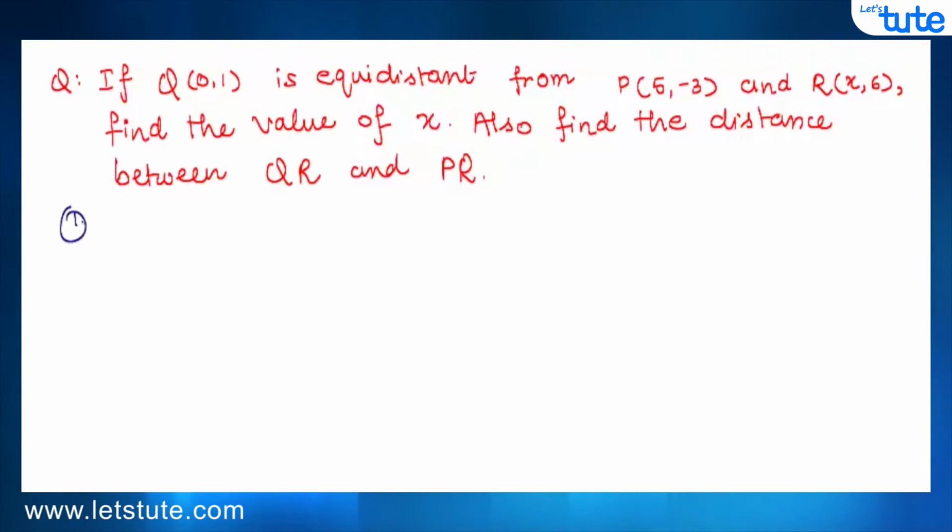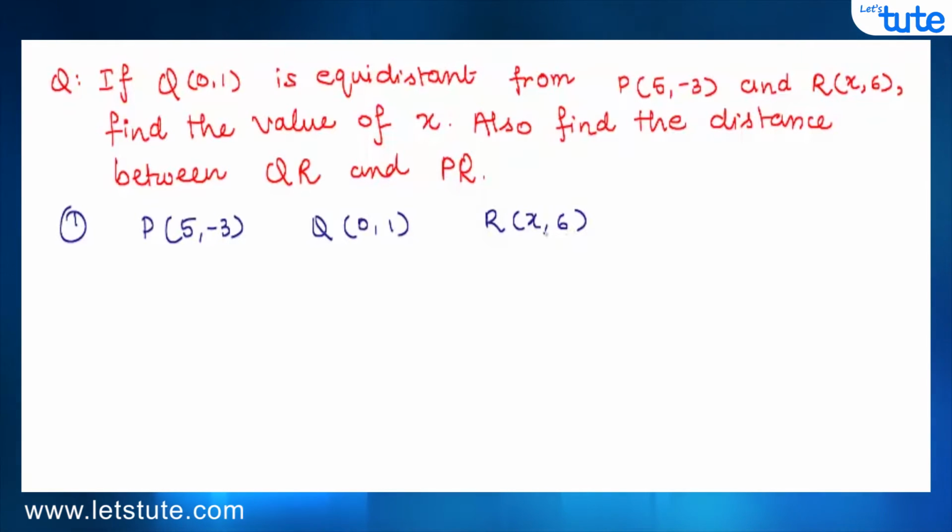Number one, we are having 3 points over here. One is P with coordinates 5, minus 3, and one we have Q with coordinates 0, 1, and the third point is R with coordinates x, 6.